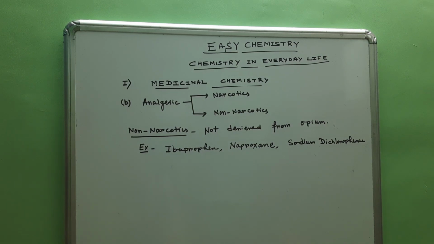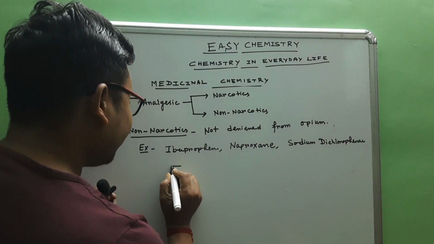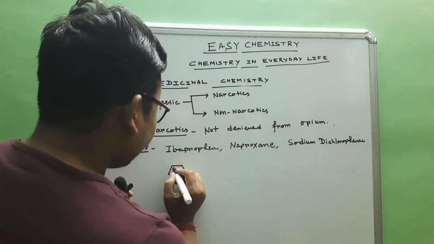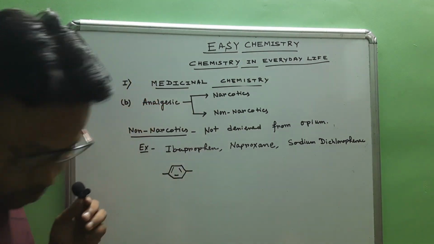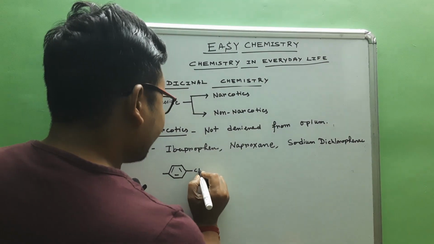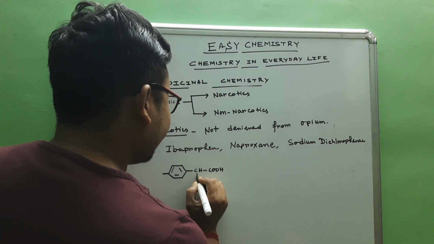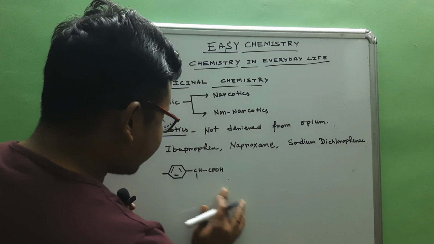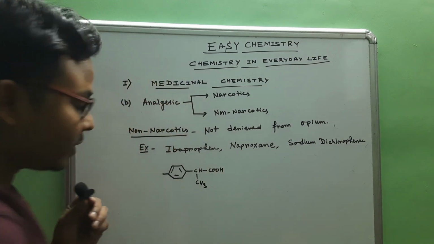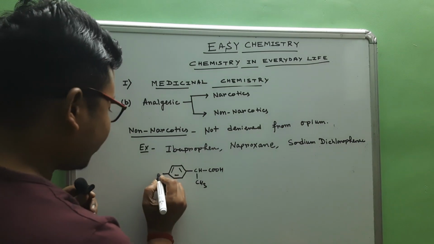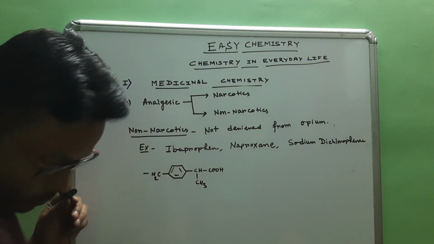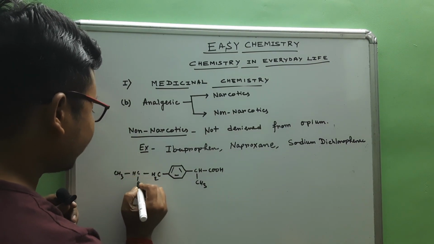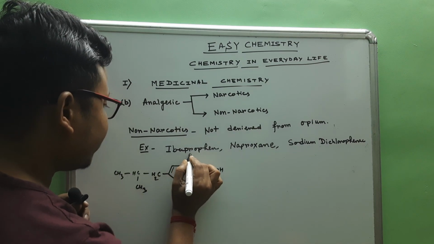So what is the structure of ibuprofen? I am going to write down the chemical structure of ibuprofen. The ibuprofen is CH, COOH, CH3, and here CH2 bond CH, CH3, CH3. This is ibuprofen.